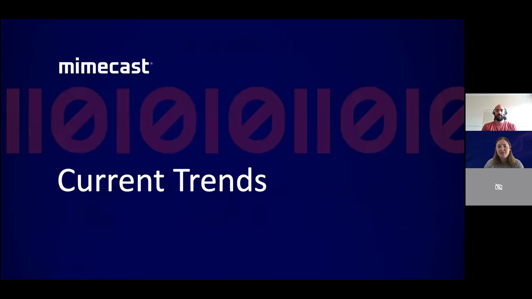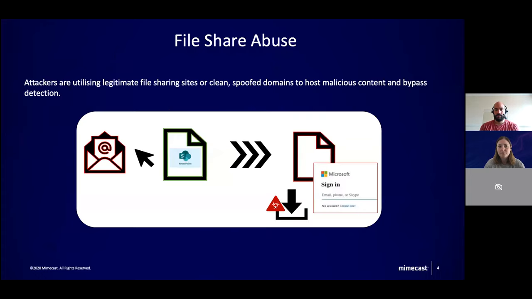So just take a look at the current trends first, and these are the kind of attacks that we're seeing occurring in very high volumes at the moment. The first big problem that we're seeing is the abuse of file sharing sites. This is basically where attackers will use legitimate sites like SharePoint to provide a route to get to malicious content. A variation on this is where they set up a new spoof domain, but the principle is the same, really. They're abusing the good reputation of these services and users' trust in these brands to avoid detection.